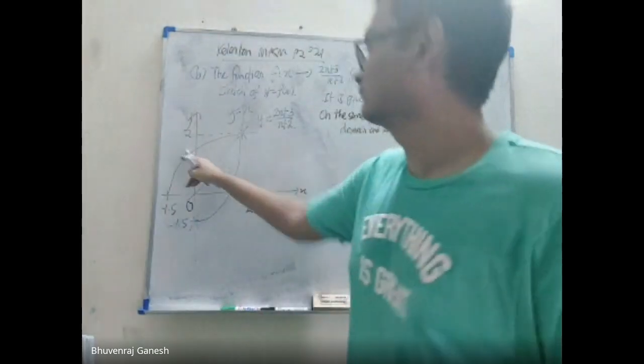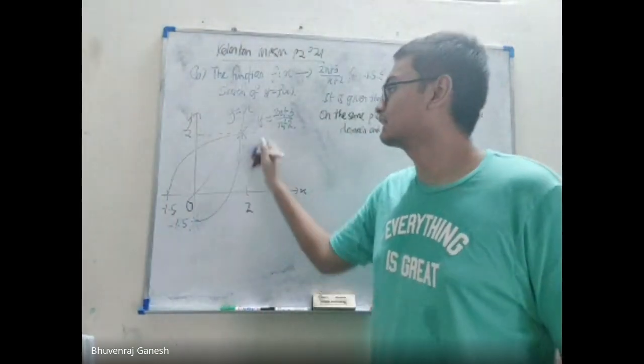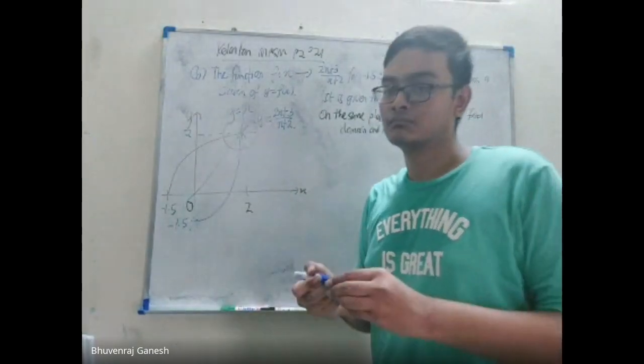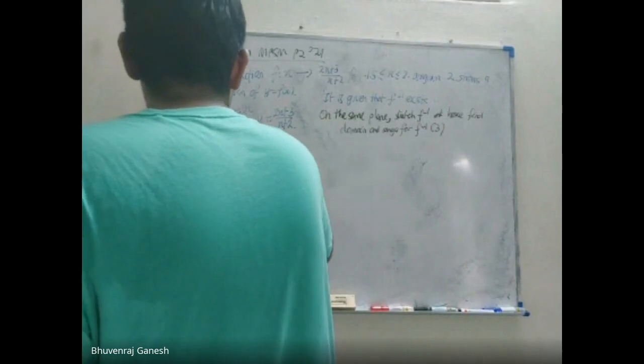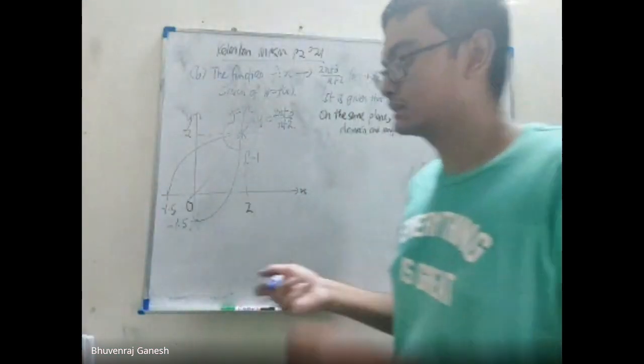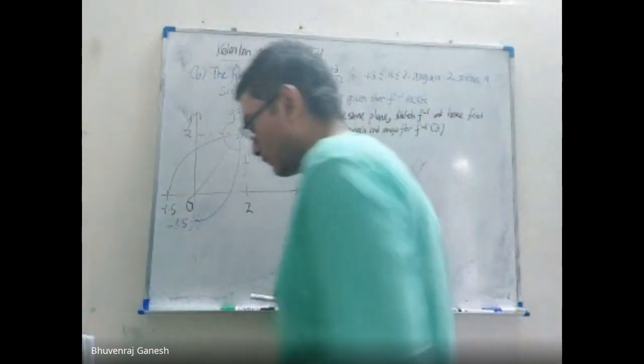You can see, both are reflected with each other and they meet at the same point (2, 2). So yeah, that's how you do it. You can label also f inverse. You don't need to find the function, but just label it as f inverse. You only get 1 mark.